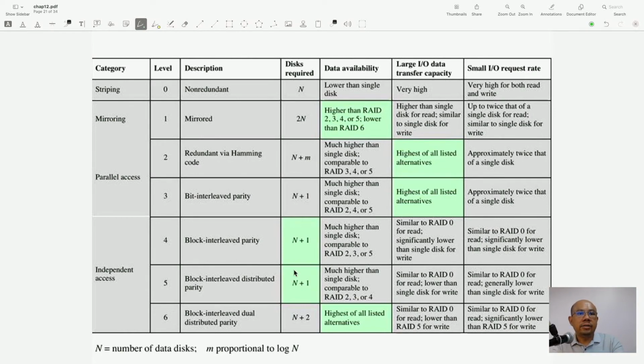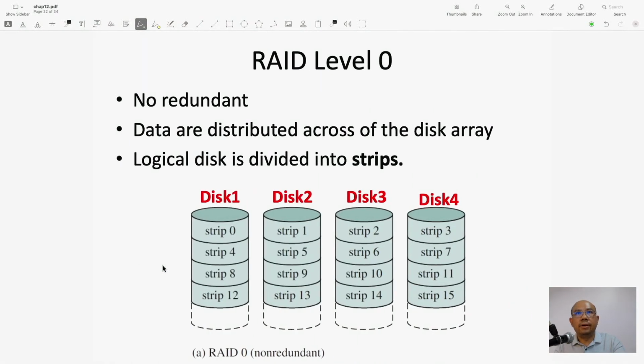From the slide, I show you only 7 RAID types. RAID level 0 is no redundancy, and RAID levels 1 to 6 are redundant implementations. This is a general RAID implementation in most systems. Okay, now we will look at the first one. This is the no-RAID level, RAID level 0, which means there is no redundant data.